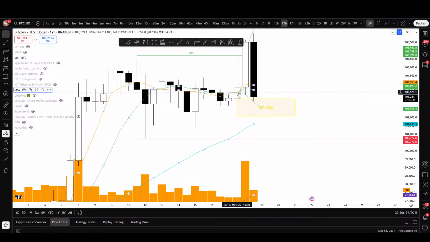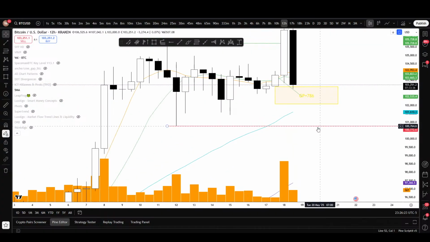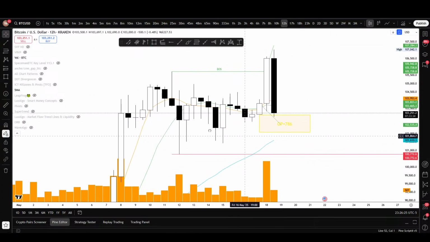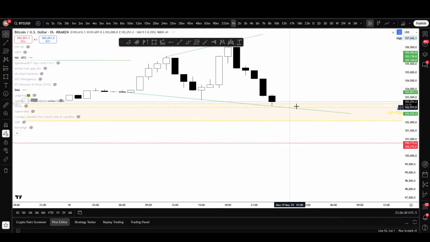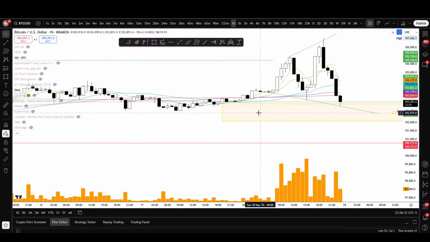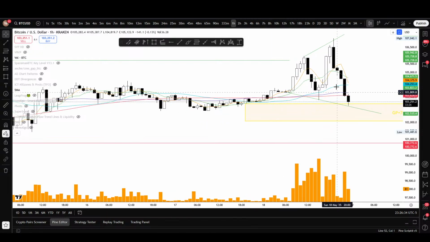Yeah, so you can even see on the 12-hour, like the price gets above, pulls these up to cross, price gets below them, buy it, and then it goes up. And now we're testing the lows again. Underneath all of the EMAs here.